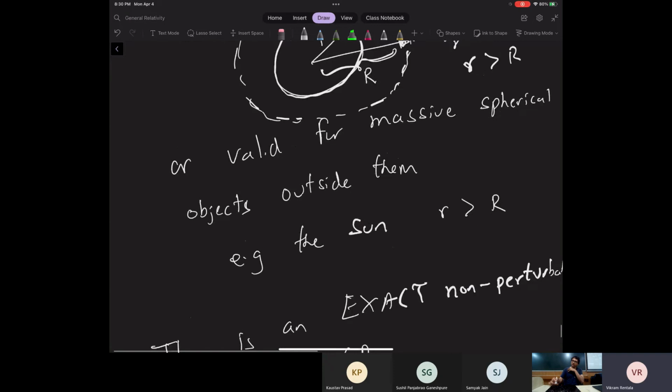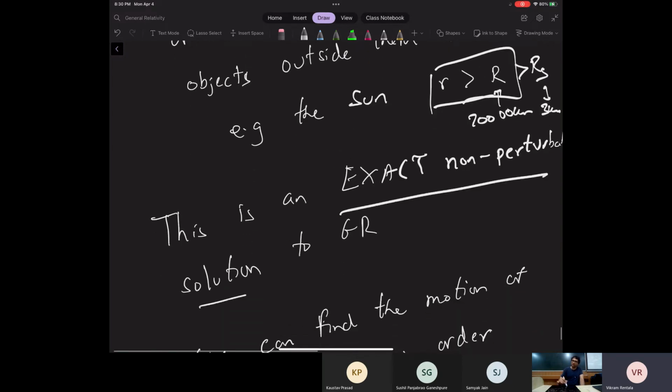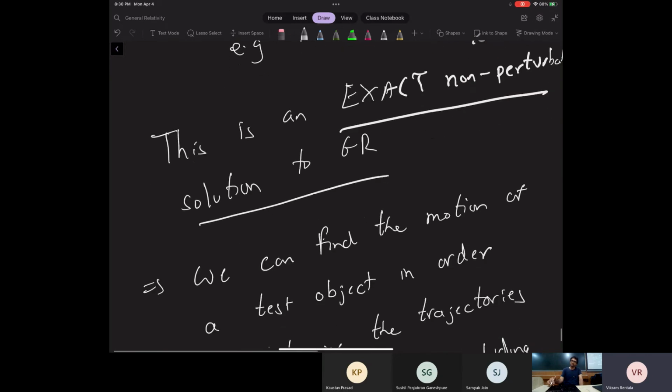So even for the sun, at radii greater than the Schwarzschild radius, the radius of the sun is 700,000 kilometers, while the Schwarzschild radius of the sun is 3 kilometers. So outside the sun, I am getting an exact solution to Einstein's equation. This is not a weak field approximation anymore. This is an exact solution. So I have an exact non-perturbative solution to general relativity.